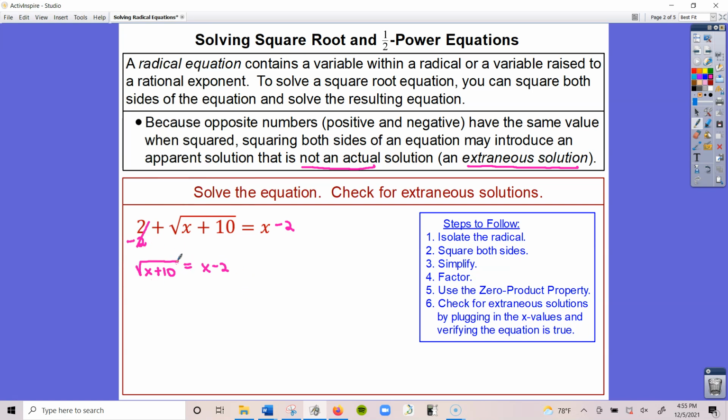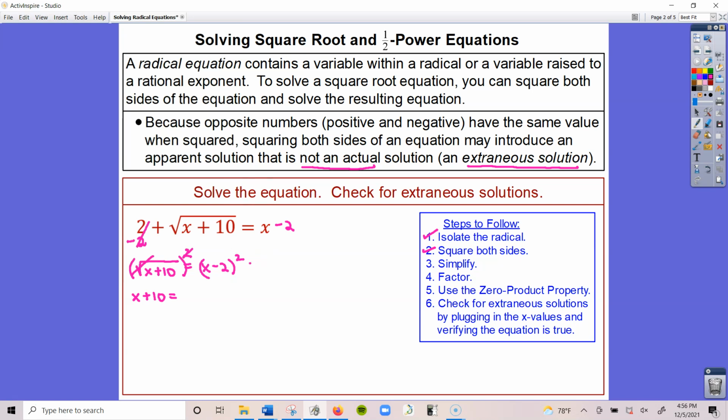Once we have isolated the radical, our next step would be to square both sides. So we did step 1, now we're going to do step 2. So we're going to square. This essentially is going to cancel out the square root. So now what we have is x plus 10 is equal to x minus 2 squared.